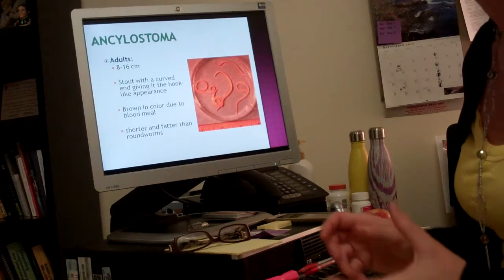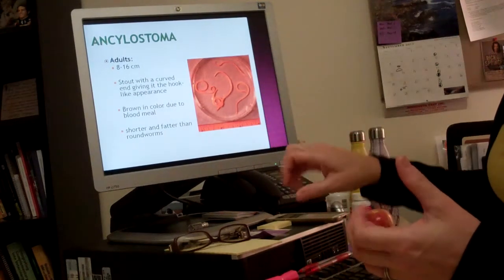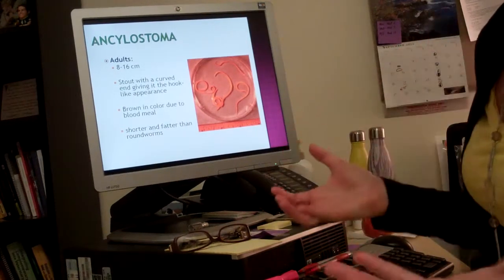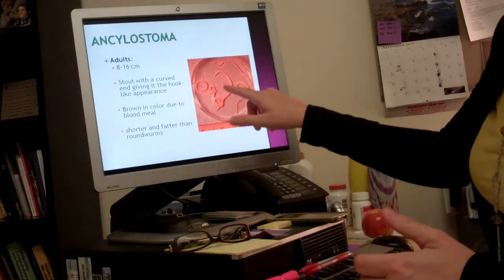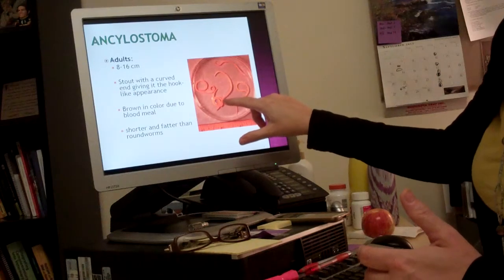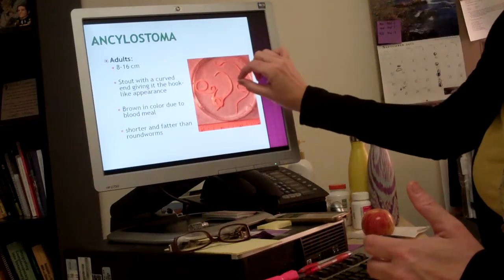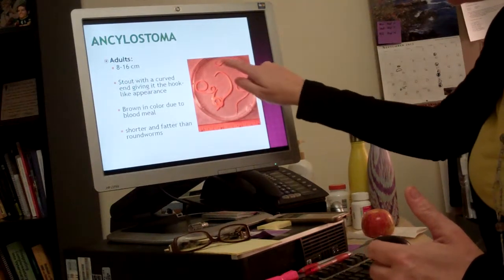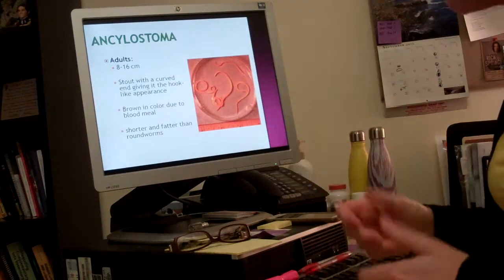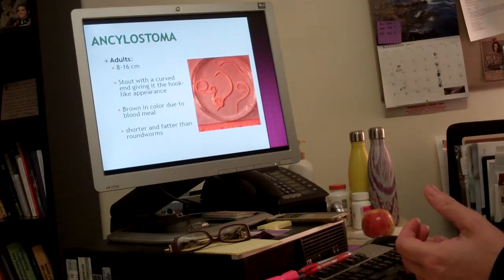Adults look like smaller roundworms. So take a piece of spaghetti, but cut that spaghetti in half and make them a little bit chubbier. Also, if this hookworm had recently ingested some blood, it might not look cream like you see here, but instead brown, because you'll see that blood in their intestines. You can also see that these worms have a little hook at the end. So if you do see that, there are different ways to differentiate a roundworm from a hookworm.